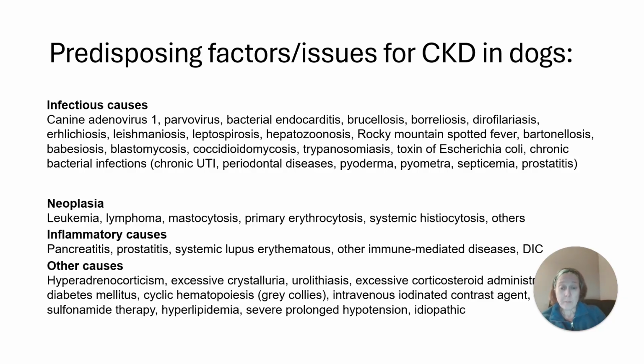The one down at the bottom there under other causes that I do want you to pay special attention to is severe prolonged hypotension, low blood pressure. Next semester, as we get into vet hospital, we are going to be doing things, i.e. anesthesia, which almost every anesthetic agent has the potential to cause hypotension. And so paying attention to blood pressure during anesthesia is incredibly important, particularly in animals that may have pre-existing kidney disease.